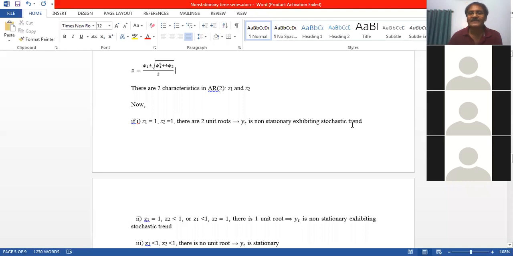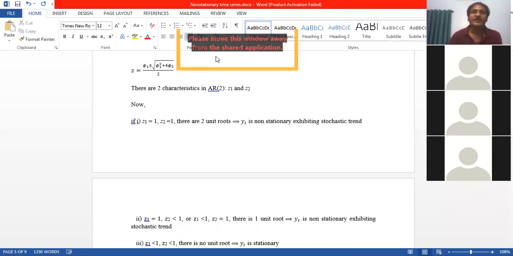So you have to mention this part because non-stationarity may be of different types. Non-stationary with stochastic trend, non-stationary without stochastic trend. So for that reason, to understand the behavior of non-stationarity in the presence of a unit root, you have to mention this term, non-stationary with stochastic trend. So this is one case.